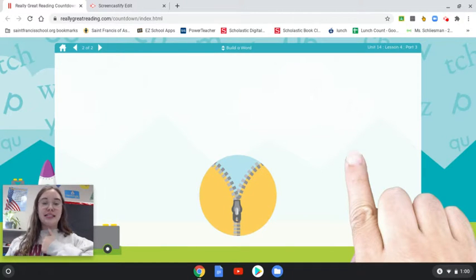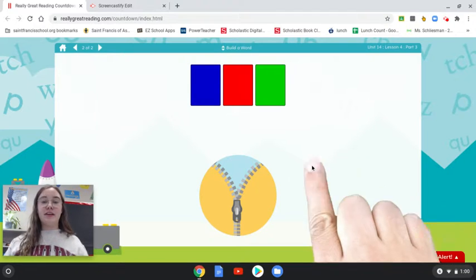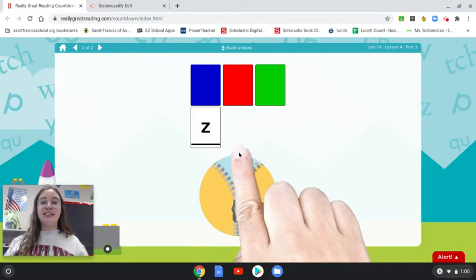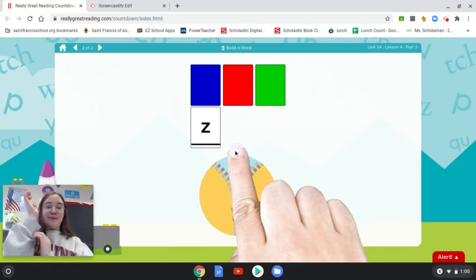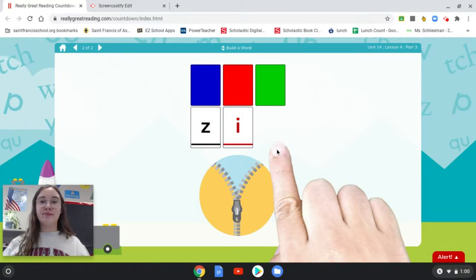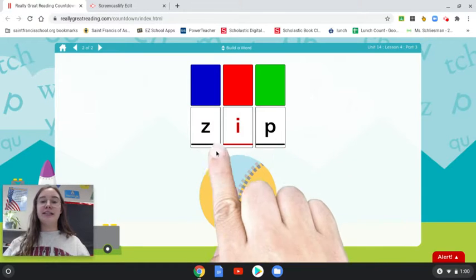Zip. Z-I-p. Zip. The first sound I heard was z. What letter do we need? Z. The next sound I heard was I. The last sound I heard was P. Z-I-p. Zip.